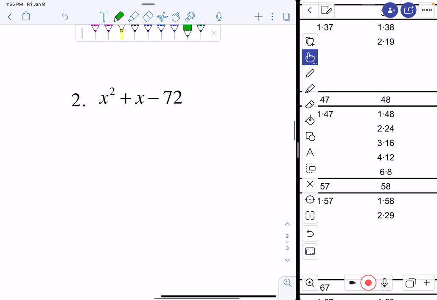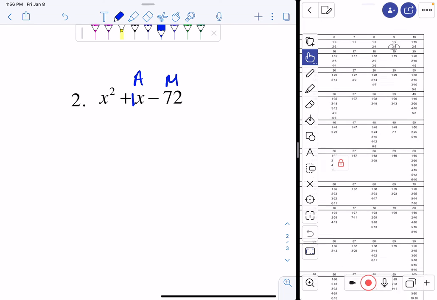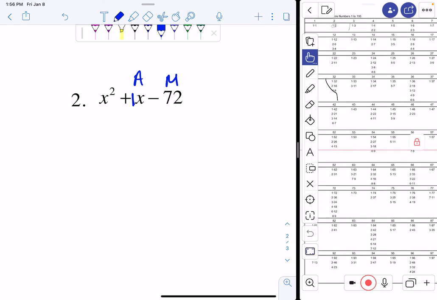Okay, number 2. I have x squared plus x minus 72. The first thing I want to do is find out what adds and multiplies. This is really a 1x. I want to add to a 1 and multiply to a negative 72.